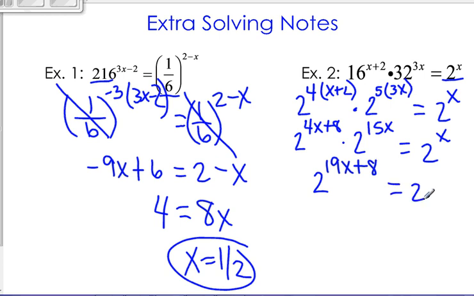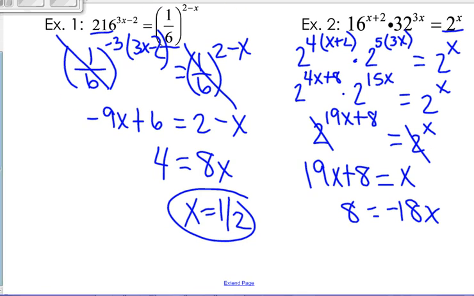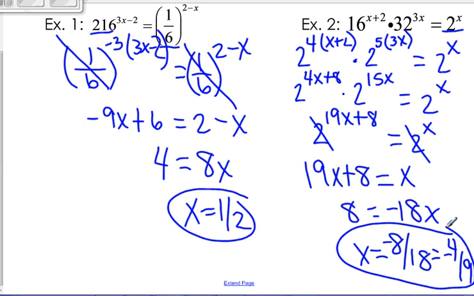is 19x, equals 2 to the x. Now that we have the same base and we're down to one single term on both sides, we can cross off the bases of 2, and we get 19x plus 8 equals x. And we're going to subtract the 19x to the other side, so 8 equals negative 18x, or x equals 8 divided by negative 18. Got a negative there, and I would simplify that. They can both be simplified by 2, so negative 4 over 9 would be my final answer there.